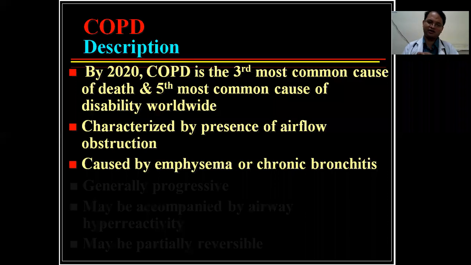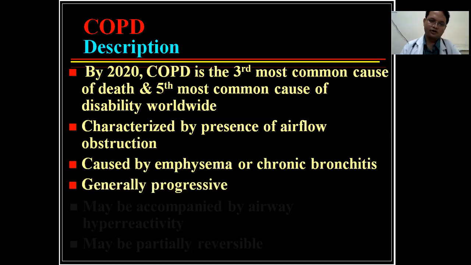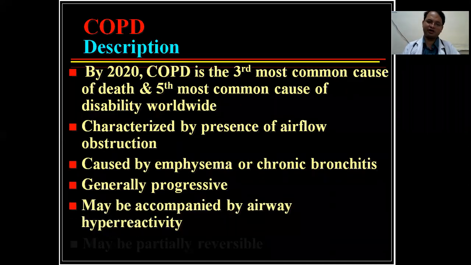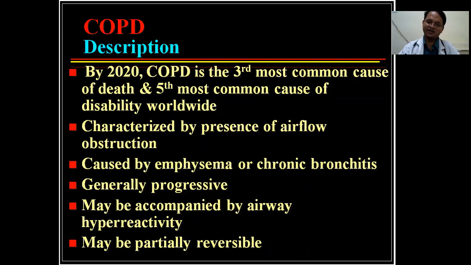Pathophysiologically, it is divided into emphysema and chronic bronchitis, COPD. This disease is generally progressive, may be accompanied by airway hyperreactivity, and it is partially reversible. This is the major difference between bronchial asthma and COPD. In asthma, the airways are completely reversible. The FEV1 increases by more than 12%, whereas this reversibility will be absent in patients who have COPD.